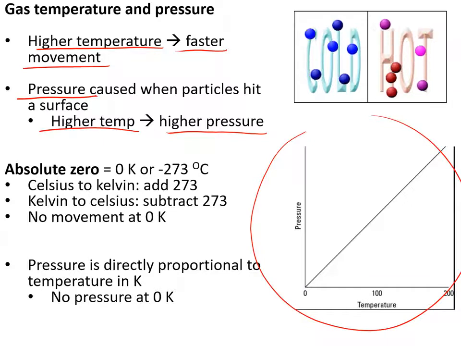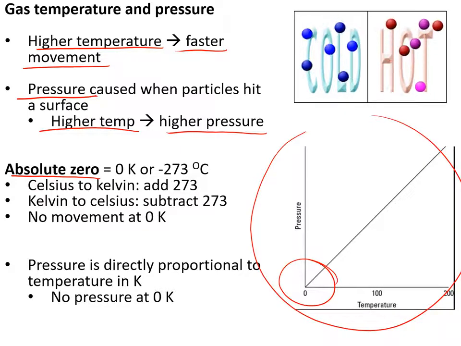Now, if you cool something down, the particles move more slowly. Cool it enough, the particles stop moving completely. This leads to the idea of absolute zero, or 0 Kelvin, which is minus 273 degrees Celsius, or 0 K. Now, that is the temperature when particles are not moving at all. That is the coldest possible temperature. You cannot get colder than that. At that coldest possible temperature, the pressure is 0, because the particles aren't moving, so they can't hit the walls of a container.